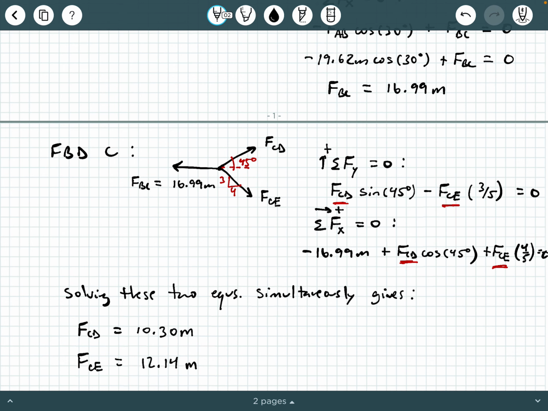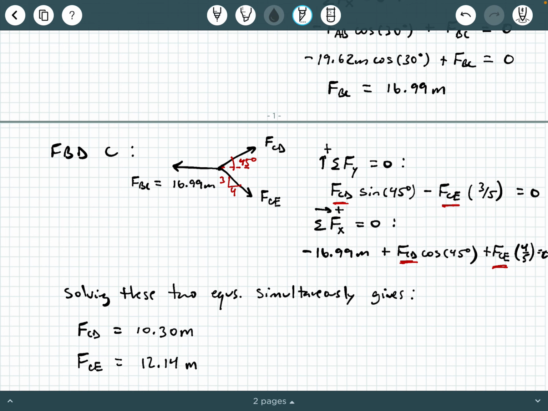Well, this is a system of two equations with two unknown values. So there are all kinds of techniques you can use to solve this system of equations. Probably the easiest would be substitution if you were going to do it by hand. Or if you have a TI-36X Pro, you could put this in the system solver and you can end up solving for these constants 10.3 and 12.14.